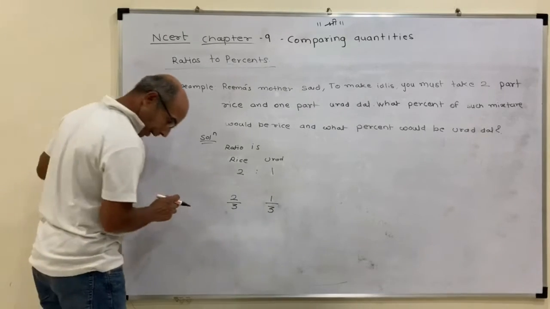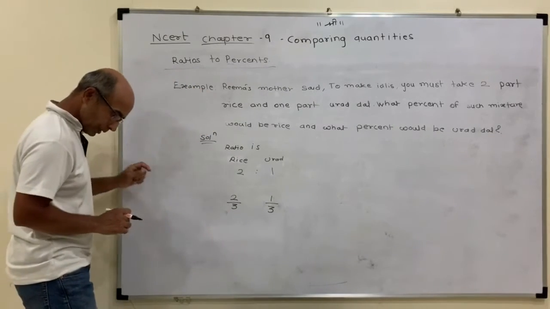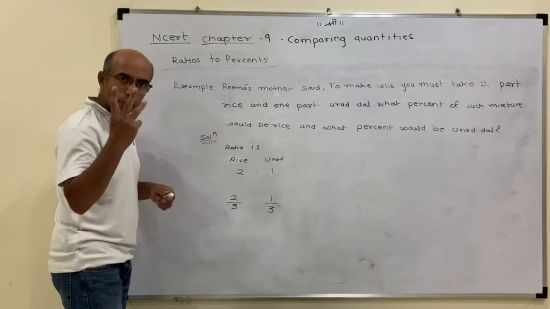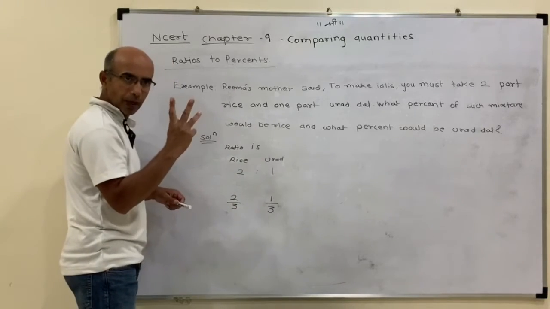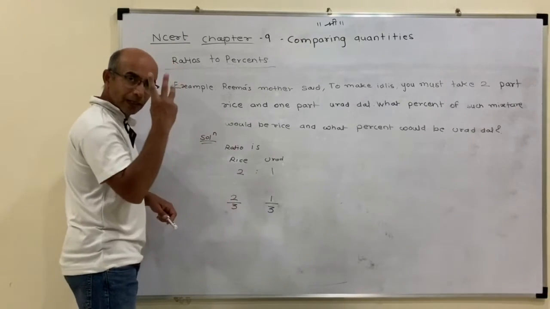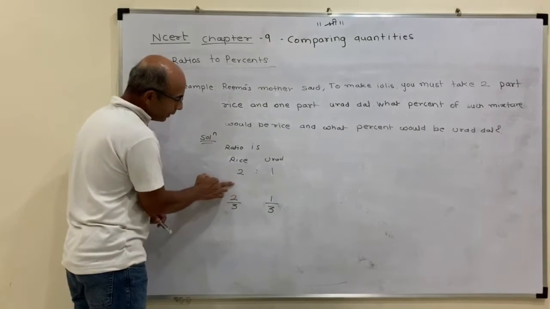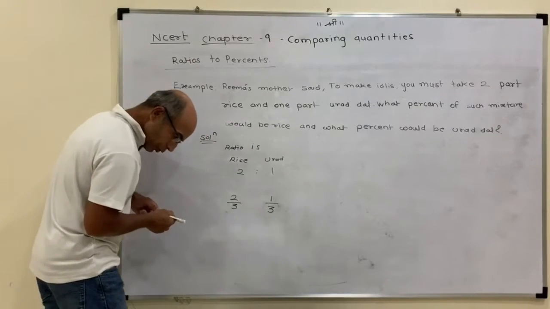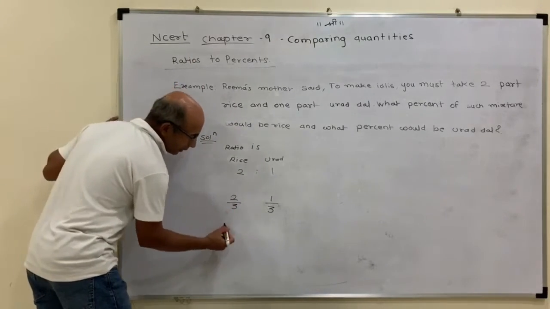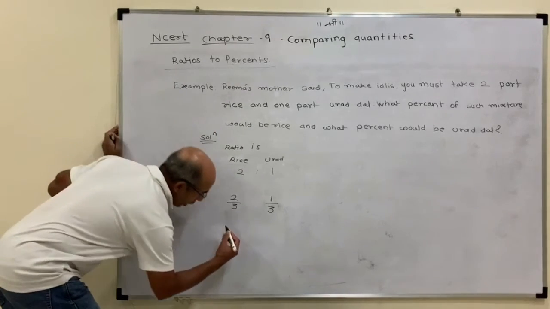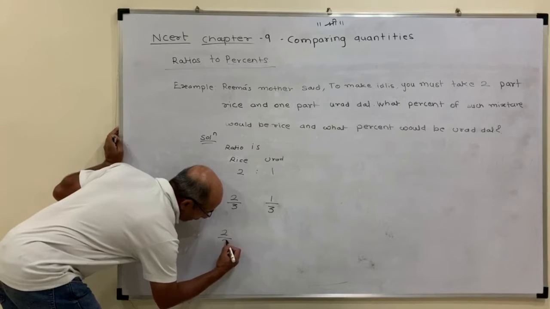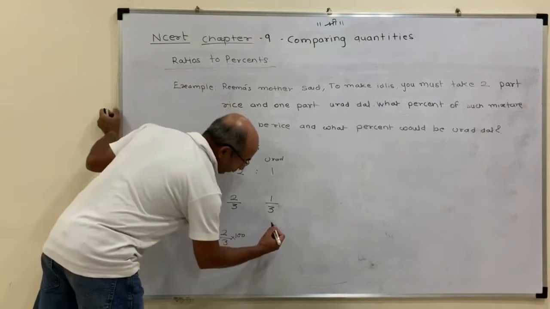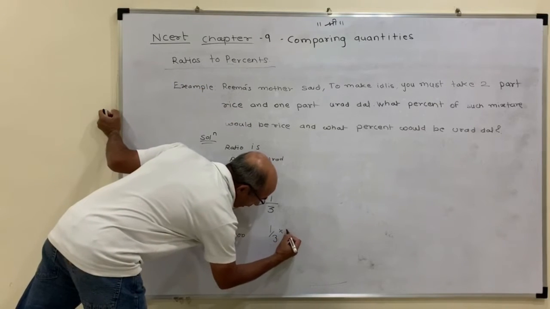So if I try to put this in the fractions, total number of parts, how many have I taken? 2 plus 1. So of the total 3, the rice will be 2 parts and the urad dal will be 1 part. Now I'll convert this fraction to a percent. So how am I going to convert this to percent? 2 by 3 into 100, and 1 by 3 into 100.